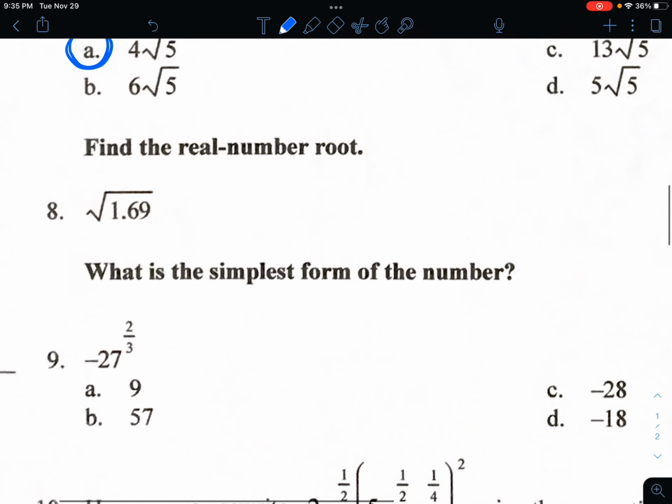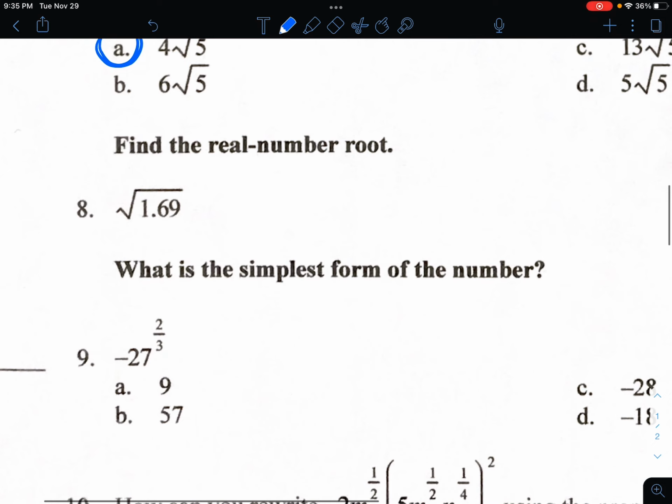Number 8, you just about have to do number 8 in your calculating device. I'm fairly certain this one is going to be the 1.3. Fairly certain.